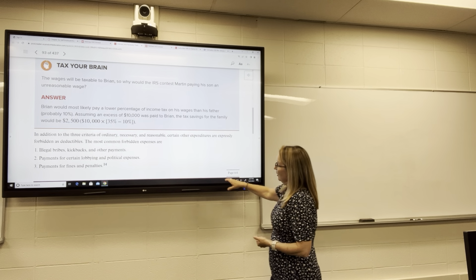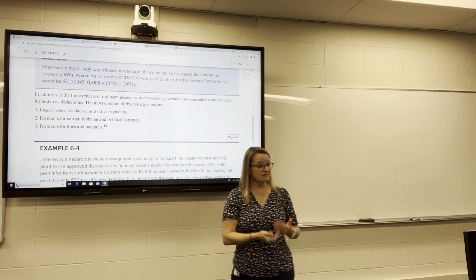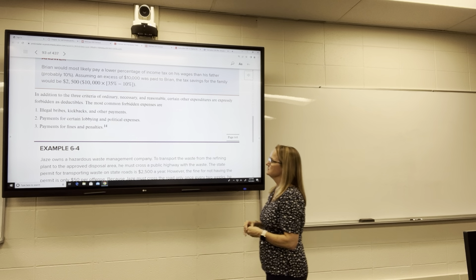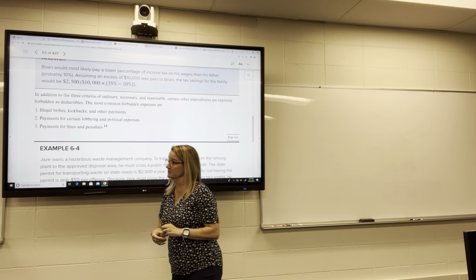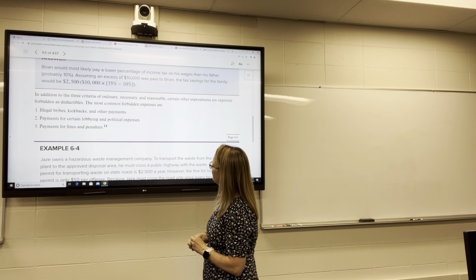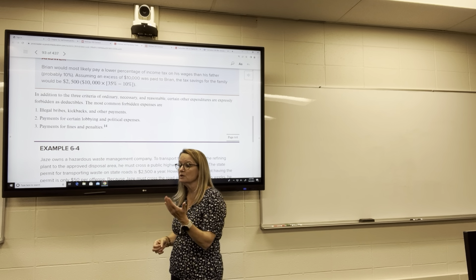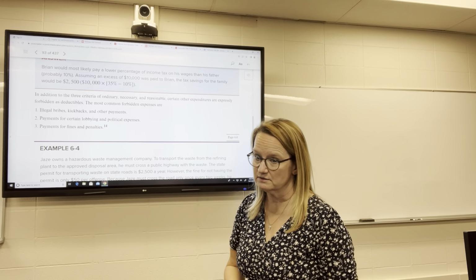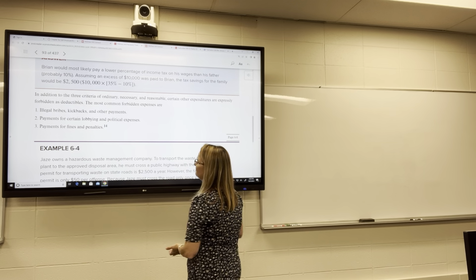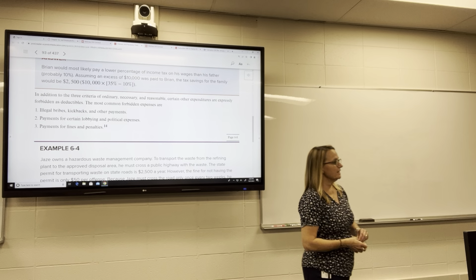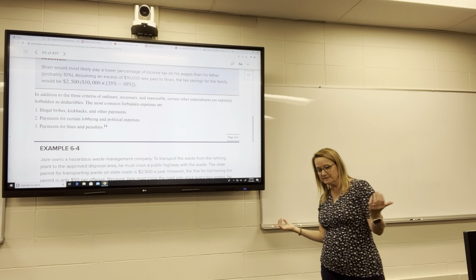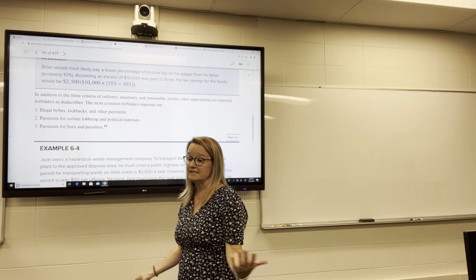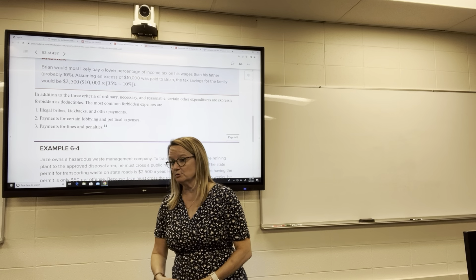Okay, so in addition to that, there are certain specific types of transactions that are never deductible. Bribes, kickbacks, other types of illegal payments. Payments for certain lobbying and political expenses. So donations to political campaigns by businesses are not deductible. They're also not deductible to individuals. Also, payments for fines and penalties. That would include if the business was, say, late on their payroll taxes and they had to pay a $200 fine. That $200 is not deductible to them. That is not a deductible expense.